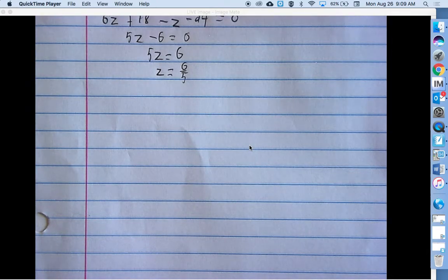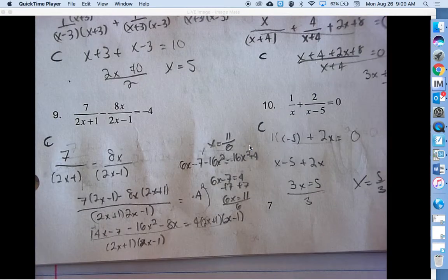Hannah has number 9, which was one of the rational equations. Sorry, my work's a little bit messy. So I started off by rewriting the equation right here. This has 2x plus 1, this has 2x minus 1. And to start, you have to have both of the same bottoms. So I put them all over that, and I multiplied the top by 2x minus 1, because the bottom didn't have that. And then I multiplied that fraction by 2x plus 1, because the bottom didn't have that. And I just put it over 2x plus 1, 2x minus 1.